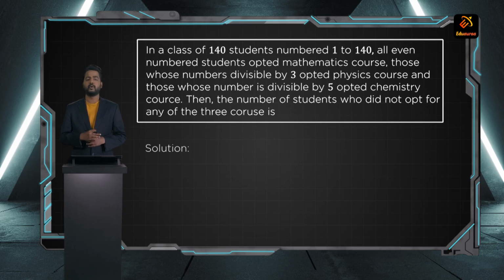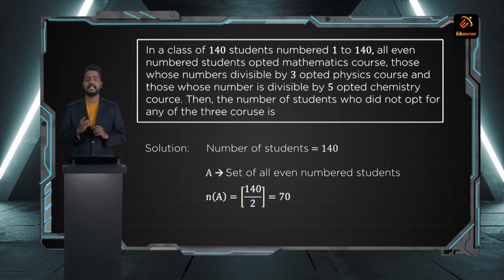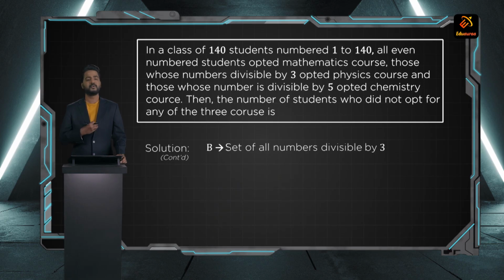So now we know the number of students is 140 and they are numbered from 1 to 140. Let A be the event that the set of all even numbered students. So n of A will be equal to the greatest integer of 140 upon 2, because the number of students cannot be in decimal. So 140 upon 2 is 70, and the greatest integer function of 70 is 70. So the number of students taking maths is 70. Now let B be the students whose number is divisible by 3.